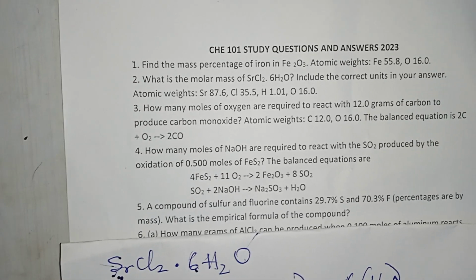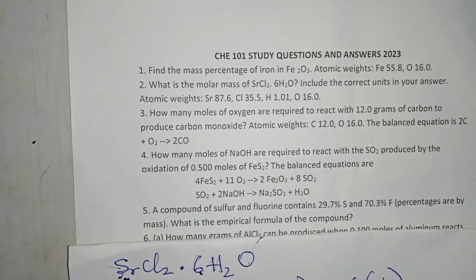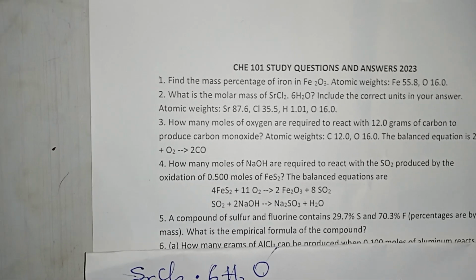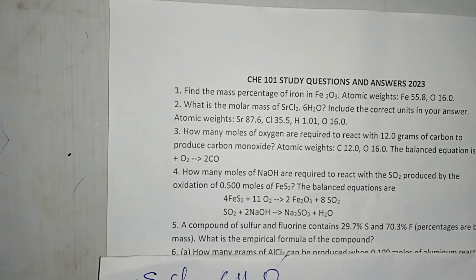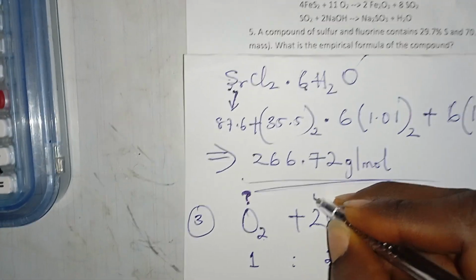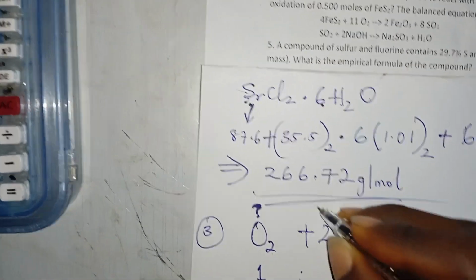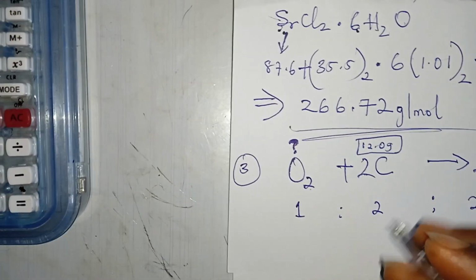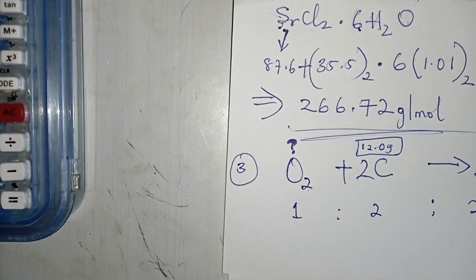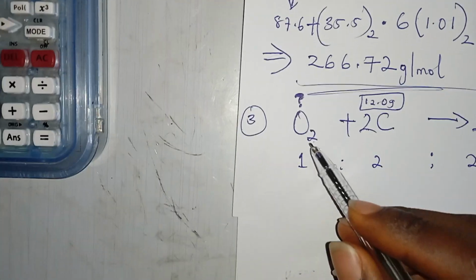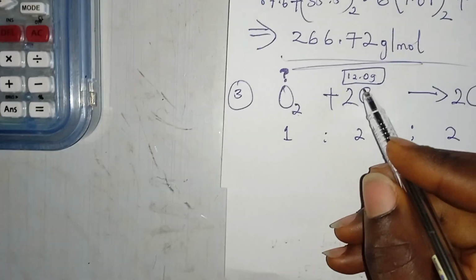Now, are required to react with 12.0 grams of carbon to produce carbon monoxide. But notice that they did not give us any value for carbon monoxide, and they did not tell us to find anything about carbon monoxide. So always focus on what you are given and what you are asked to find. So here I will write on top of it 12.0 gram is given. My business is with oxygen and carbon, so it's in the ratio of 1:2. I need to find the mole of oxygen, but I don't know the mole given to me here.